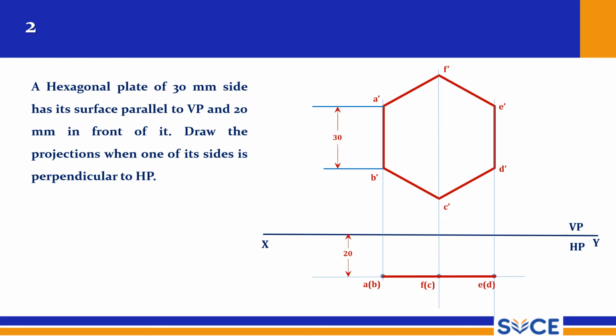So orientation is very important, and also the true shape should be drawn as a regular true shape. It means that all sides should be equal, and the angle between any two sides should be equal. So you have to take care of drawing the true shape.